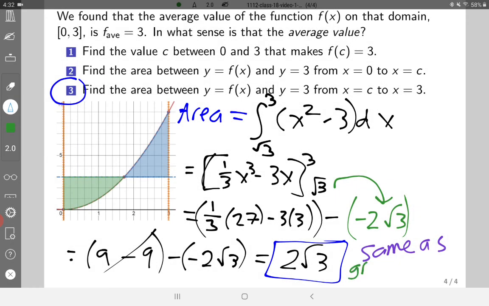So what we're finding is that those two regions have exactly the same area. That's the sense in which y equals 3 is the average height. It splits that region between the curves into two equal-sized pieces. No other height, y equals 4 or 2 or 3.01 or anything else will do exactly that. Only y equals 3 splits those regions so that they're the same area.